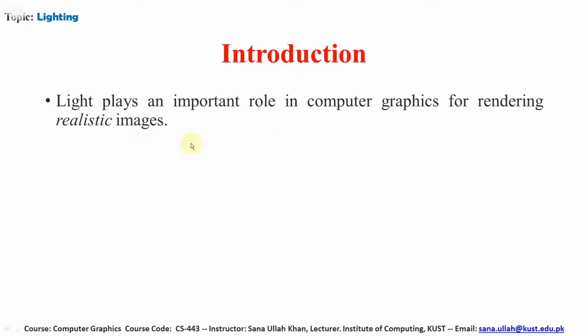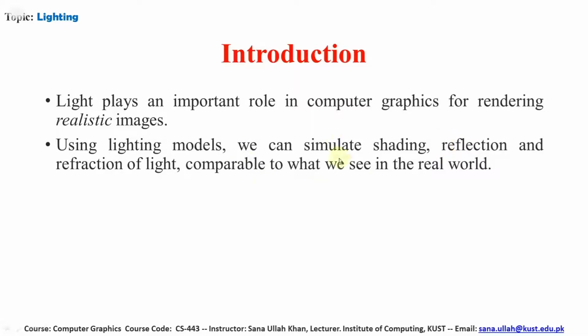So the main purpose of lighting in computer graphics is rendering realistic images. The 3D model in the real world will look the same as the 3D model in the computer. So using a lighting model we can simulate shading, reflection and refraction of light comparable to what we see in the real world. The lighting model, which we will discuss in this lecture in detail, simulates shading. Shading means the effect of rendering the colors of the pixel.